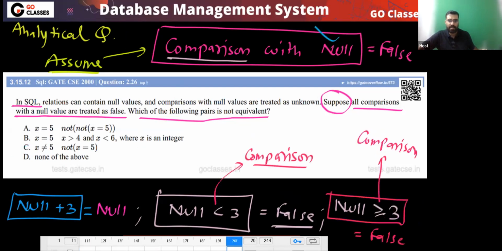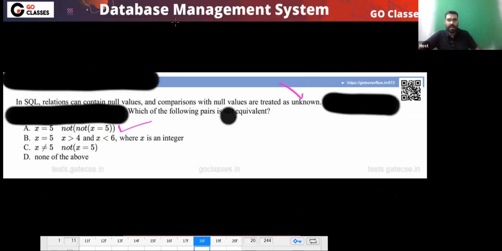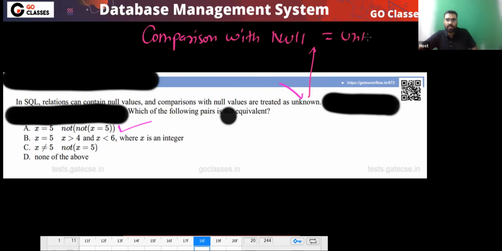Is this clear to everyone? The question is clear. And if the question was the original question, like comparison with null is unknown, if the question has no trick, then in this situation they all are equivalent.